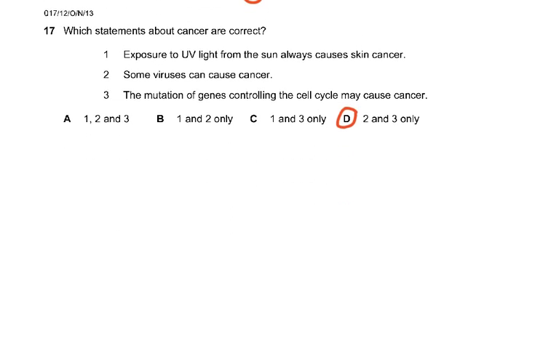Which statements about cancer are correct? Exposure to UV light from the sun always causes skin cancer. No, not necessarily. Some viruses can cause cancer. Yes. The mutation of genes controlling the cell cycle may cause cancer. Yes, so it is 2 and 3.